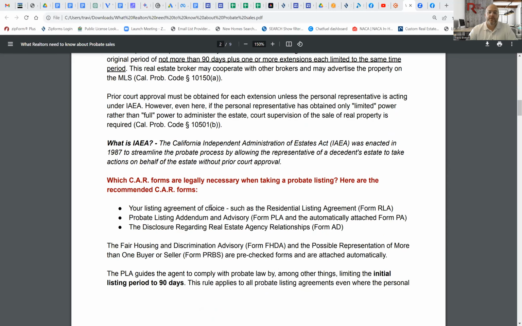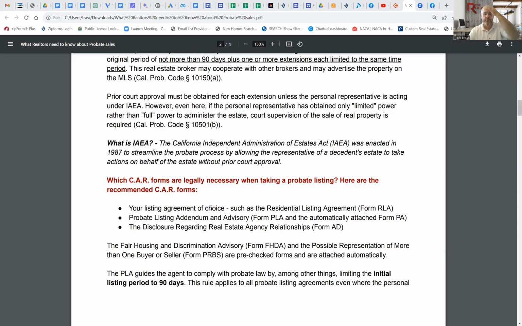So which C.A.R. forms are legally necessary when taking a probate listing? Here are the recommended C.A.R. forms. You're going to need your listing agreement of choice, which tends to be the RLA, the exclusive right to sell. Then the probate listing addendum and advisory, form PLA. That automatically attaches to the RLA, the listing agreement, if you check the box that this is a probate sale. I think that's a 2-pager.